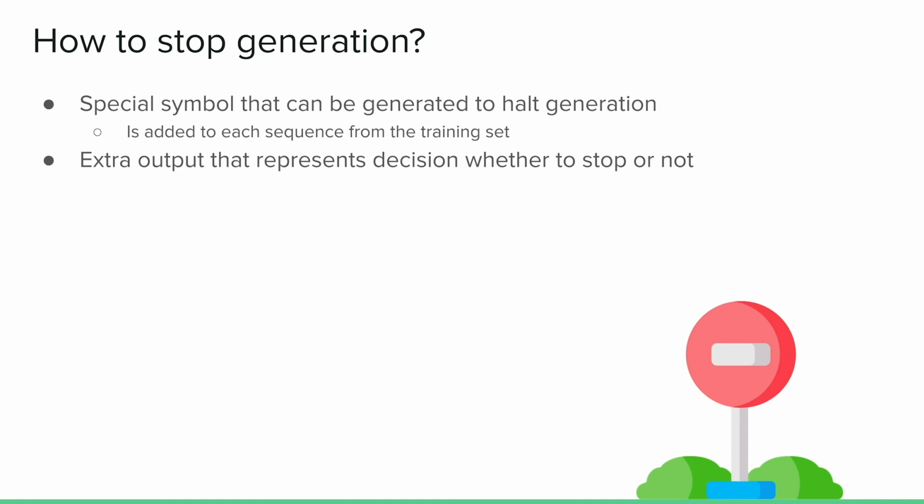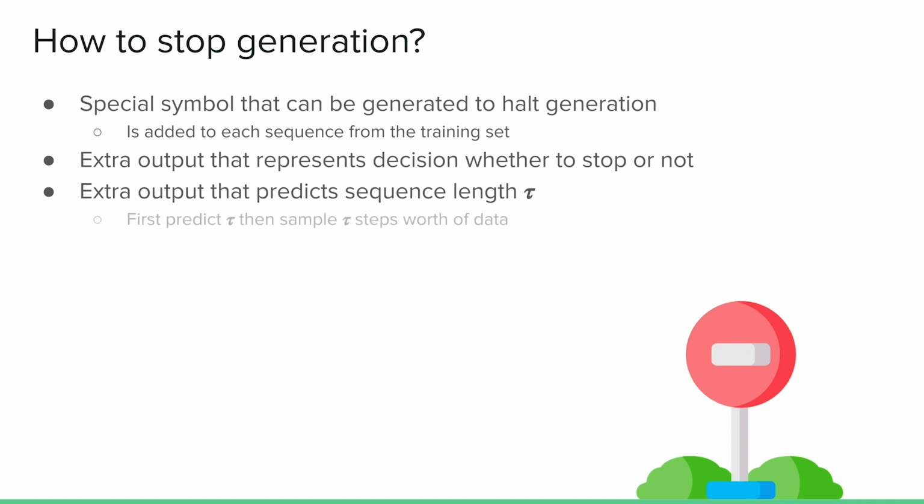We can have a second output head, if you will, which represents a decision whether we should stop or not. So we produce our output that we actually want to produce, and we produce a second Boolean flag that says continue or stop. We can also have a fixed sequence, and split this into saying, please predict the length tau, so the number of samples that we actually want to produce from the input, and then we just sample tau times.